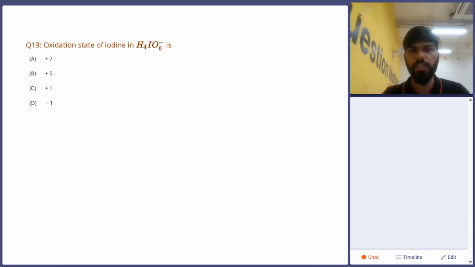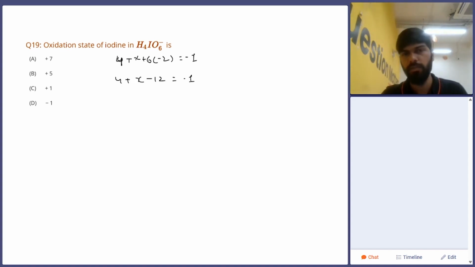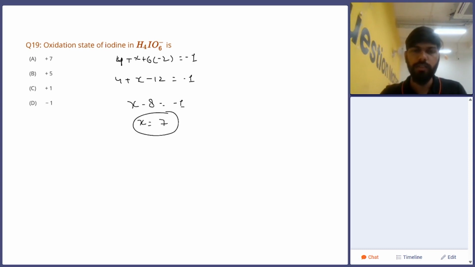Next, the oxidation state of iodine in H4IO6. Let the iodine be X, with oxygen -2 and the overall charge -1, and hydrogen 4. So 4 plus X minus 12 is equal to -1. Finally, X minus 8 is equal to -1, so X is equal to 7. So +7 is the right answer.